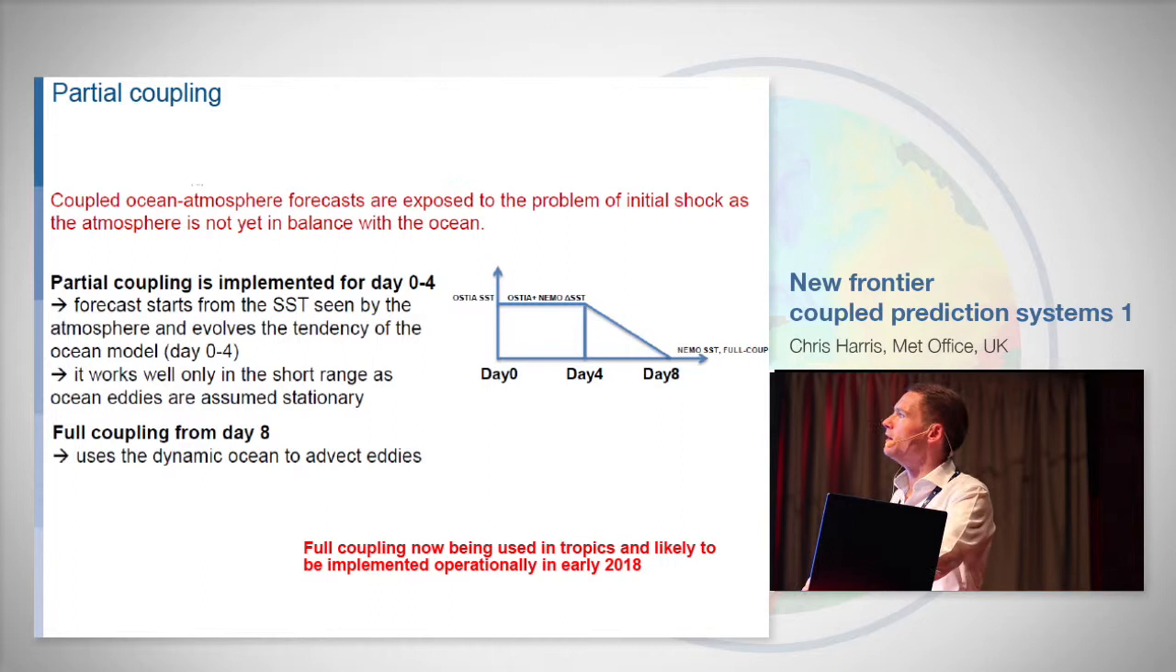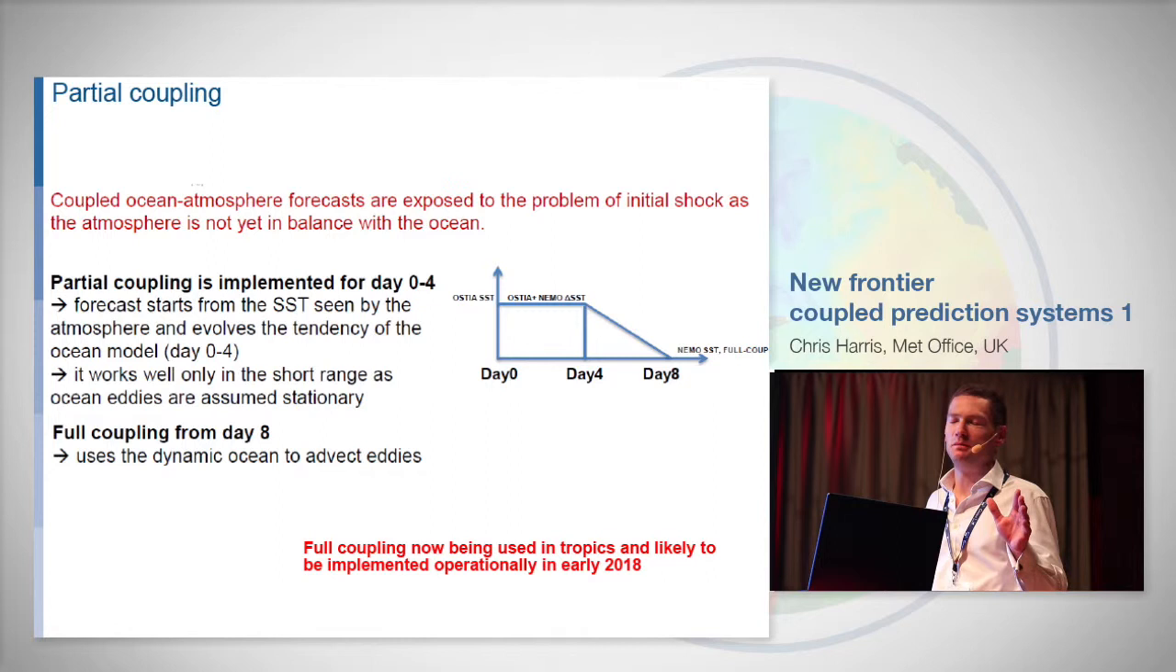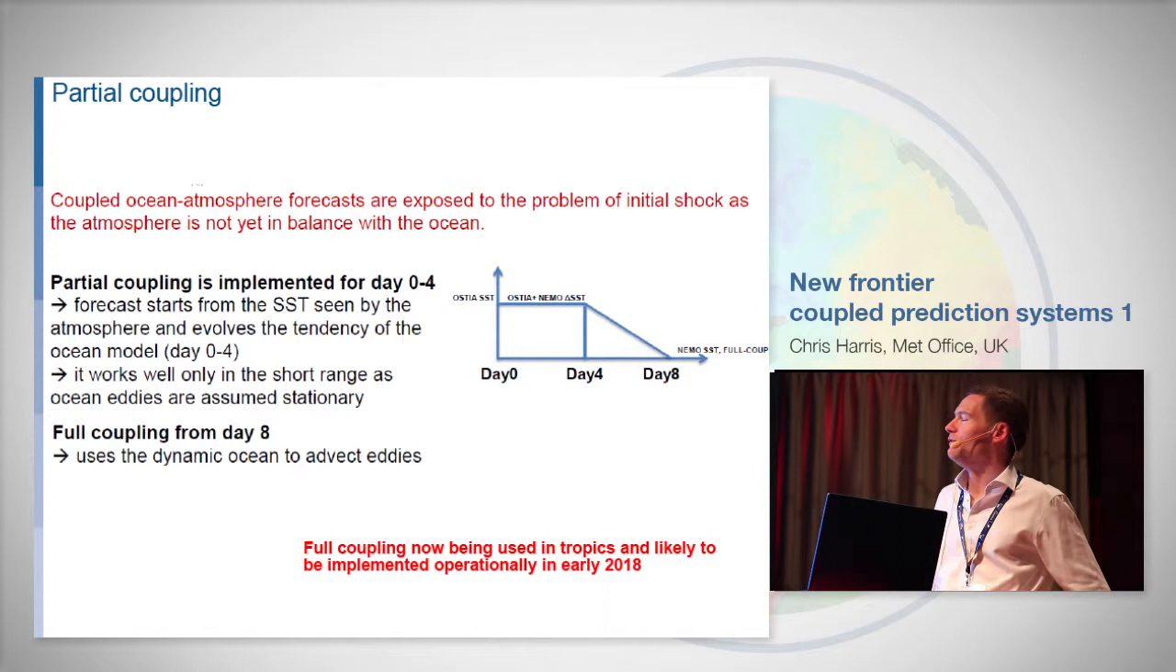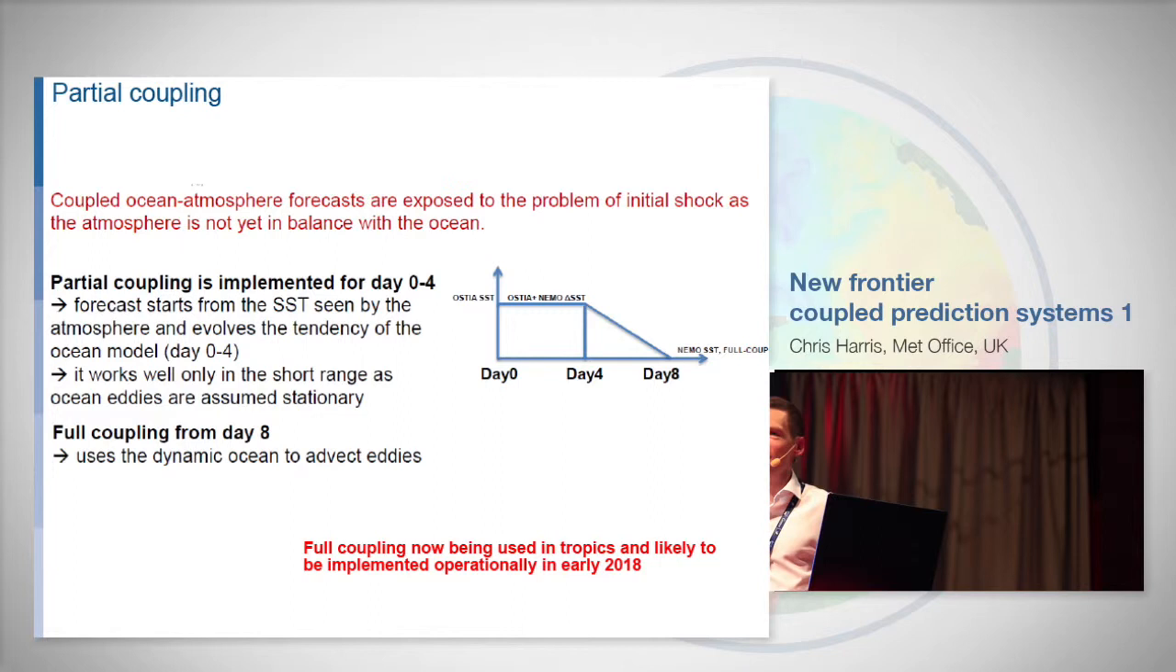And I mentioned this partial coupling. So the concerns that they've had with the adjustment of SST between the analysis and the forecast, they've addressed by using, I guess, what some people might view as a bit of an engineering approach, which is: at the beginning of the forecast, the atmosphere still sees the ECMWF sea surface temperature.